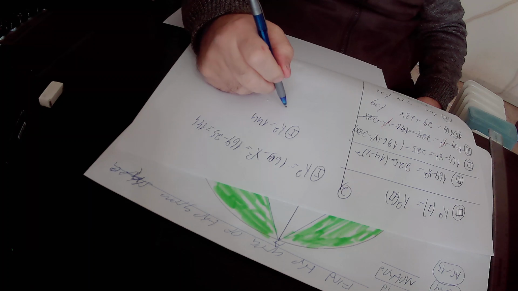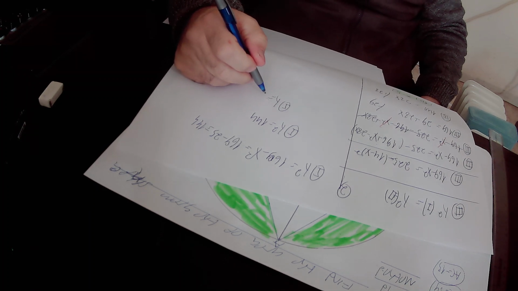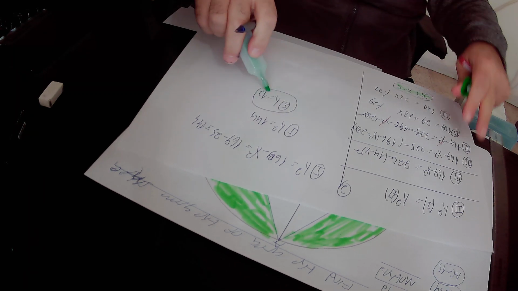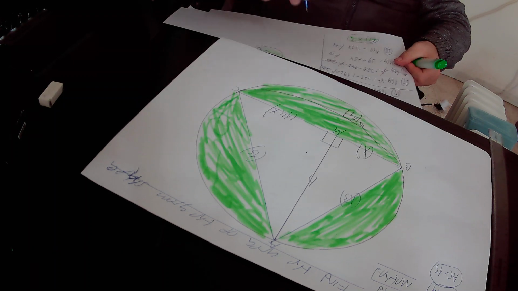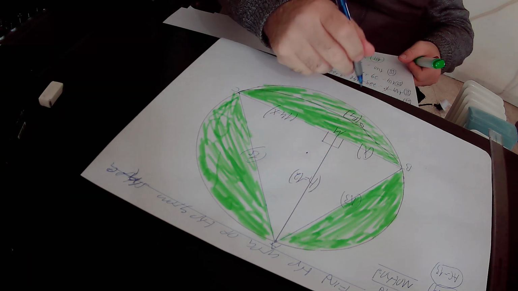Here we'll take a root of this equation, and we get that h equals the square root of 144, that is 12. So h equals 12 units in its length, and x equals 5. Here, h equals 12 units, and x equals 5.